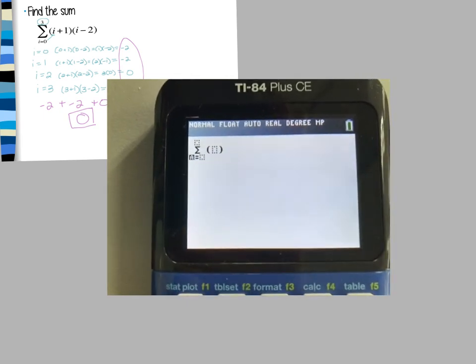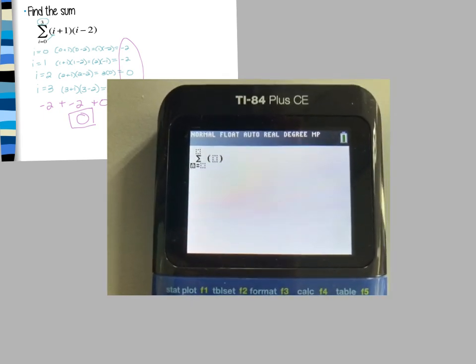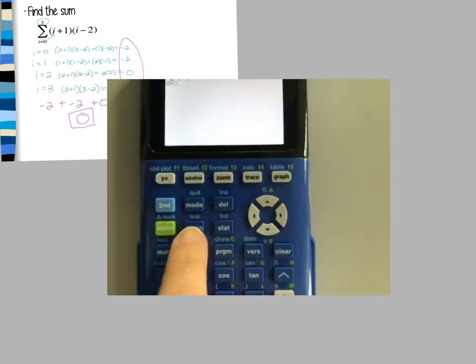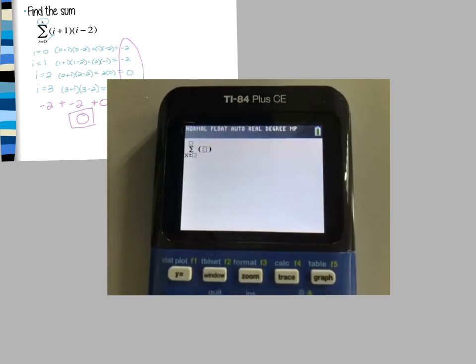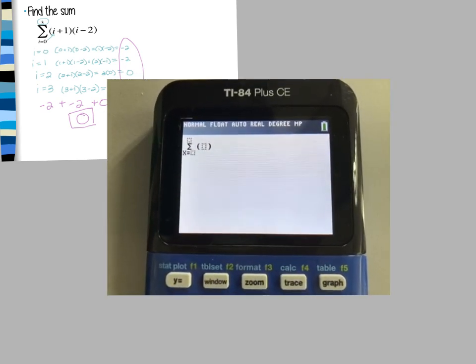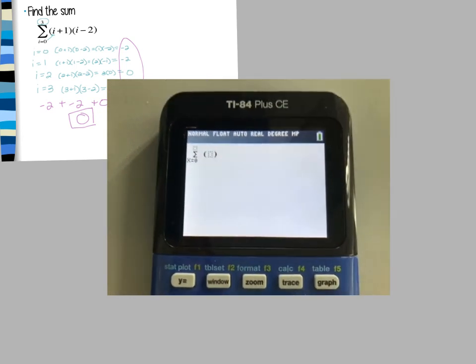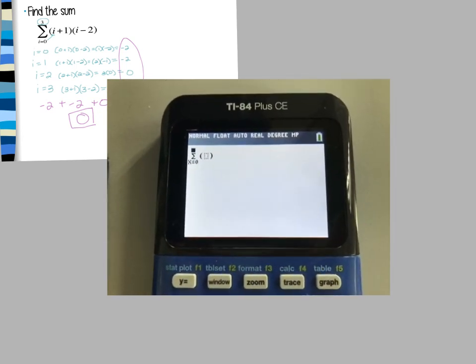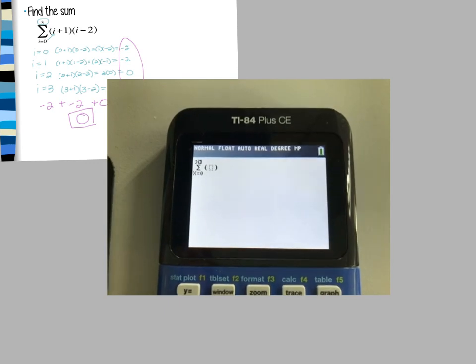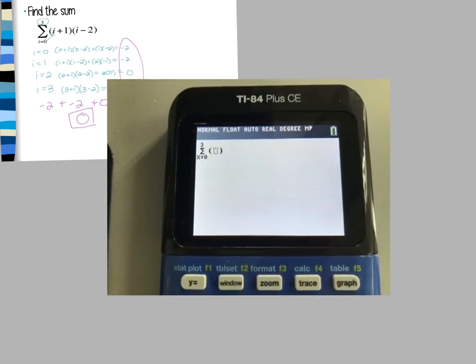It gives me the little spots to fill in. The A that's flashing is the variable. It doesn't matter what variable you use, so we're going to use X because that's the variable on this button. The spot next to it is where I start, which in this case is 0. If I arrow over, it brings me up to the top. We stop at 3. I arrow over, and then I have to enter my expression.